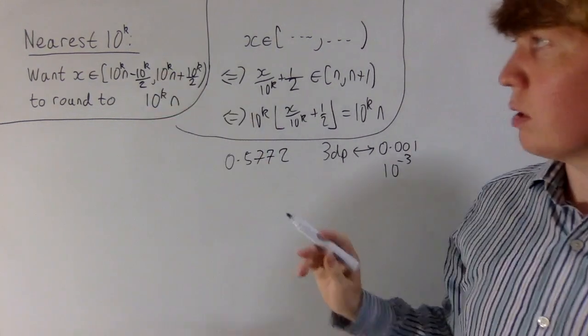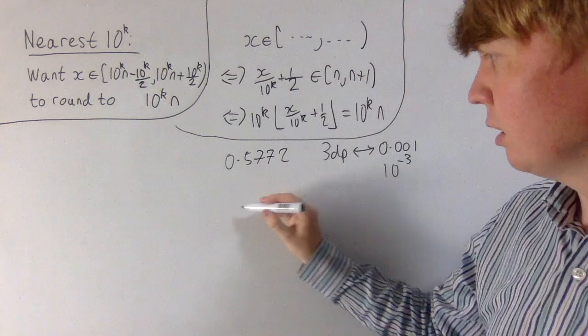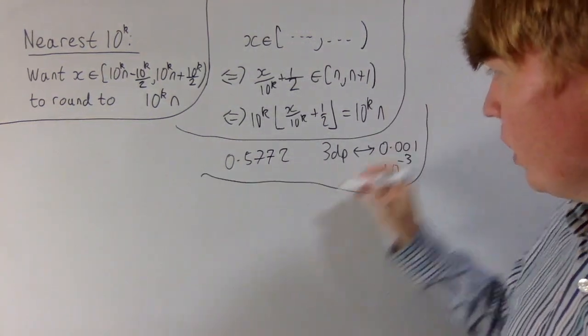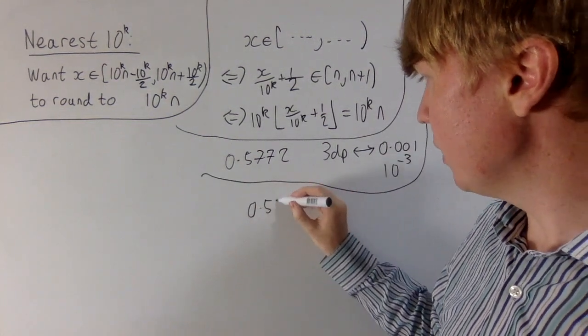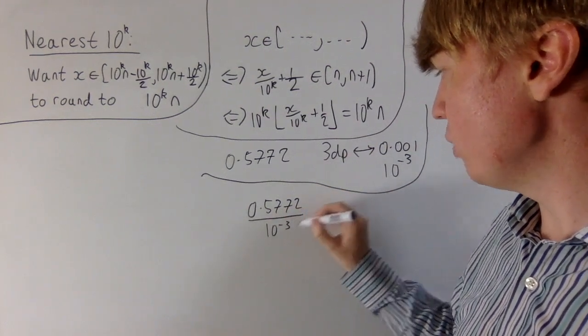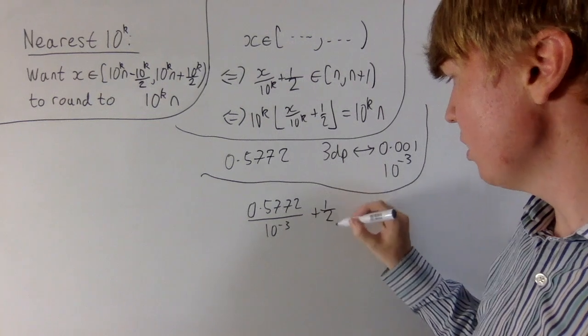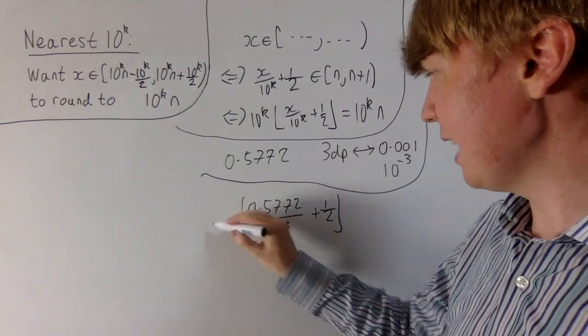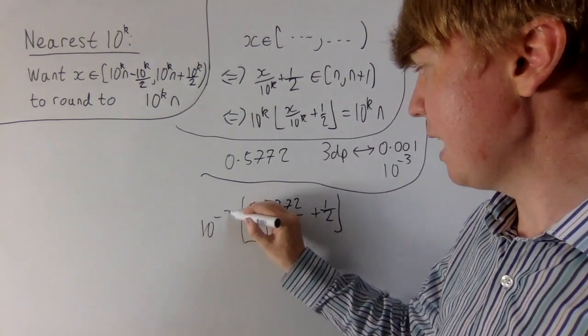So now let's try and use this formula with 10 to the minus 3. What do we get? Well, we put in 0.5772, divide this by 10 to the minus 3, we add a half to this, take the floor function, and then at the end multiply by 10 to the minus 3.